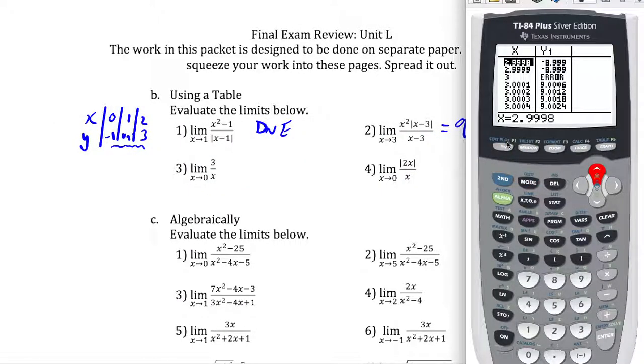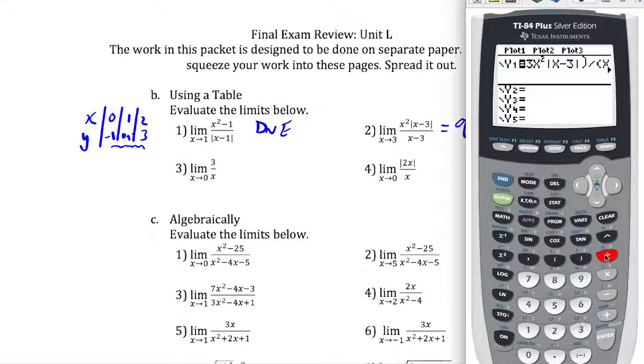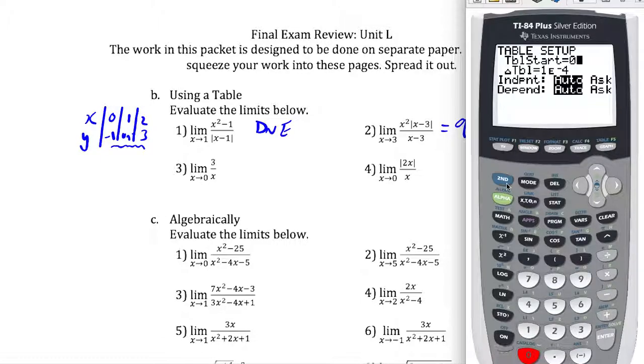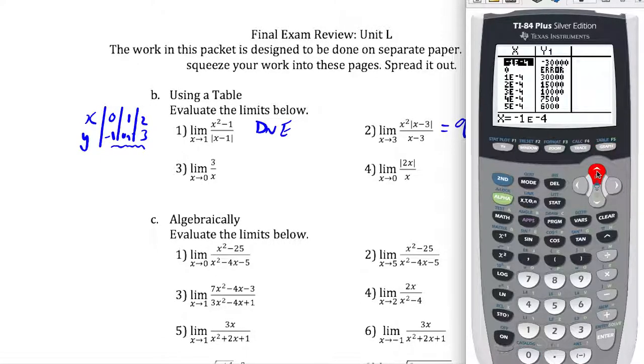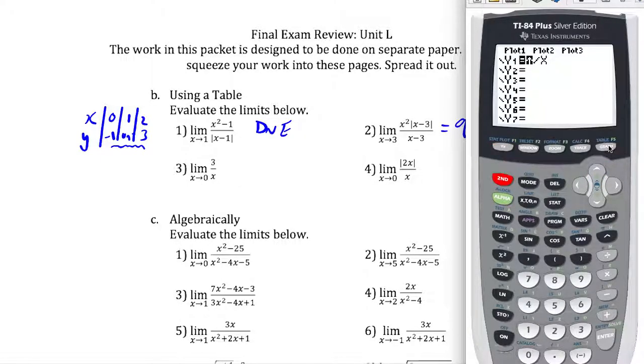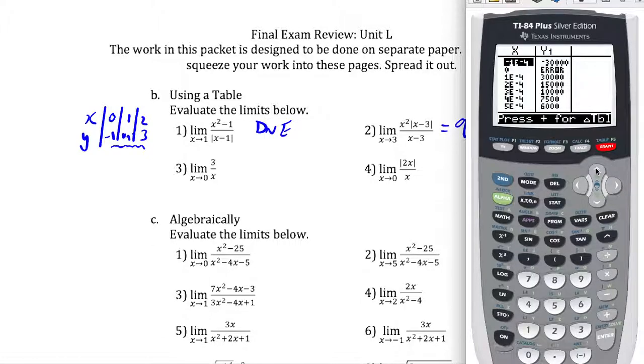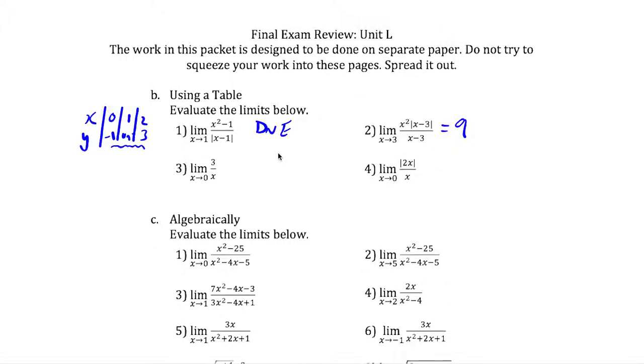For the next one, we have 3 over x, so 3 divided by x. As x approaches 0, it's looking at that small value. I must have done something. Oh, right. There's an asymptote there. Silly me. So as we go to the left, we're going down to negative infinity, but as we go to the right, it's positive infinity. Graphically, this looks like this. So that, again, does not exist.